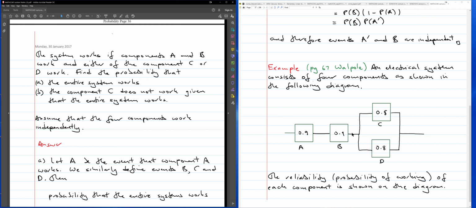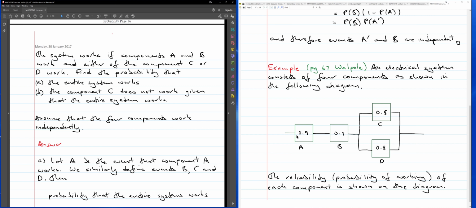Now, again, thinking about the current flowing. Suppose the A and the B are working, and your current flows through A and B. Now, if, for example, D is not working, but C is working, then you're still good, because your current can flow through A, B, and C as well, and then complete.